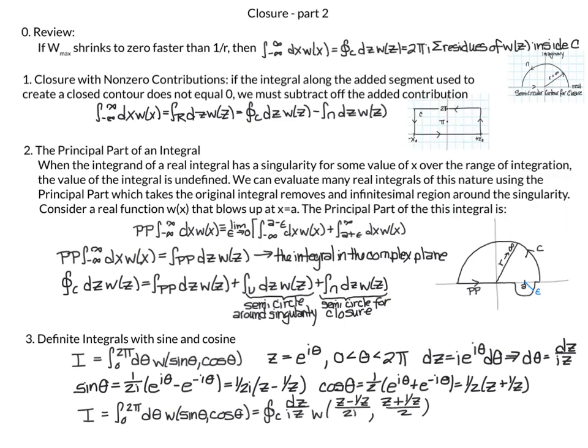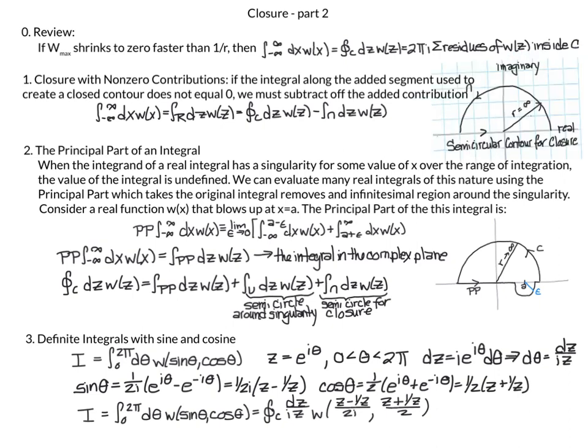First, just to review closure, we said if W max, the maximum value that a real function w of x will take on an interval, shrinks to 0 faster than 1 over r, then a real valued integral from negative infinity to infinity of w(x) is equal to the integral over a closed curve of w(z), which by the residue theorem is equal to 2 pi i times the sum of the residues of w(z) inside C.